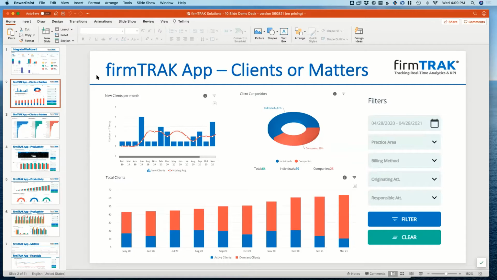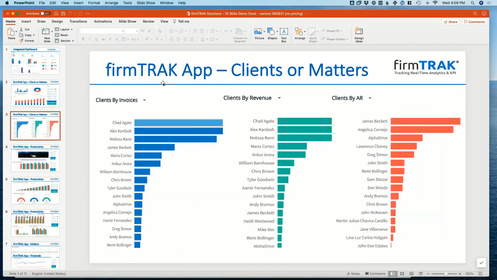The filters that you have on clients and matters can take a look at new clients per month, the client composition between corporations or businesses and individuals. And then also we take a look at the number of actual clients that you have in the firm, and of those clients, which ones are active and which ones are dormant. Active clients are those that have had work or a bill within the last 3 months on any particular matter.